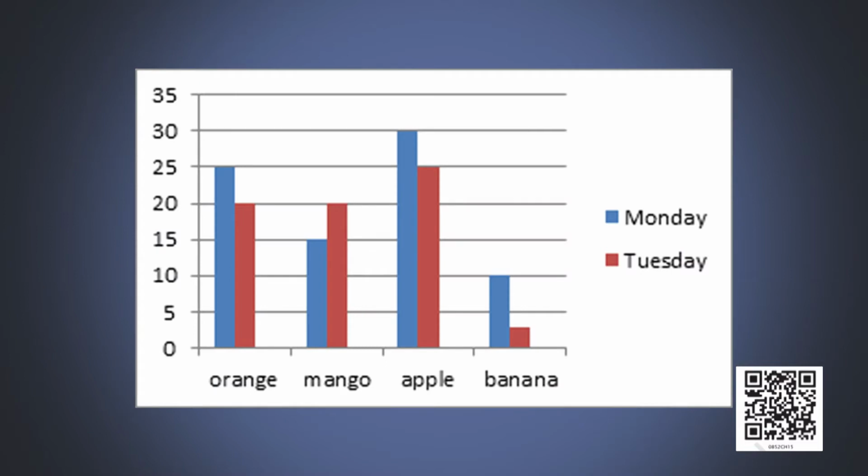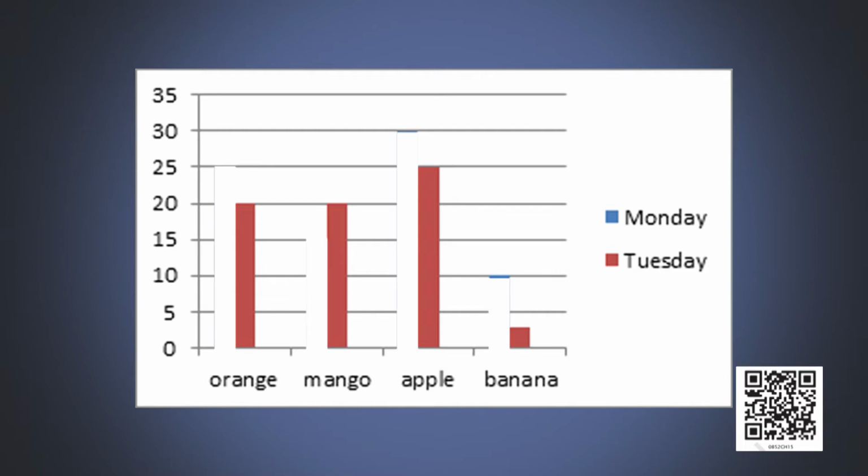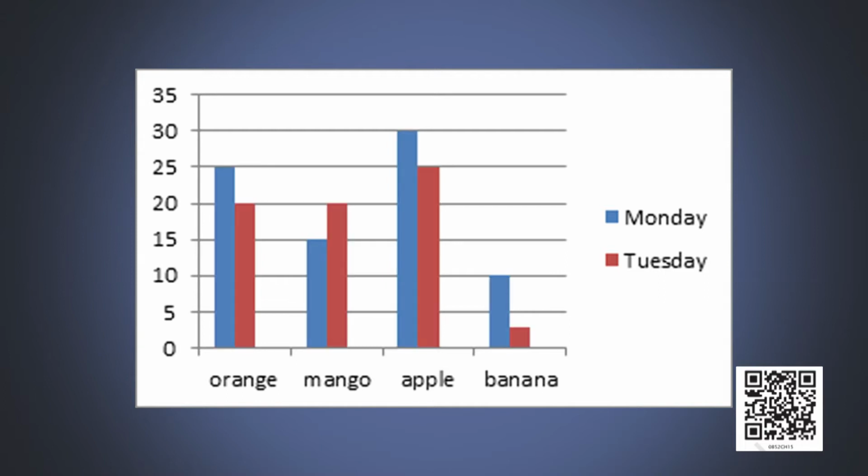Bar graphs can also have double bars, which are called double bar graphs. For example, look at this graph. Here sales of fruits is given over 2 days. Here the sales on Monday is shown in blue bars and Tuesday is represented in red bars. From this, you can compare sales of respective fruits over 2 days.